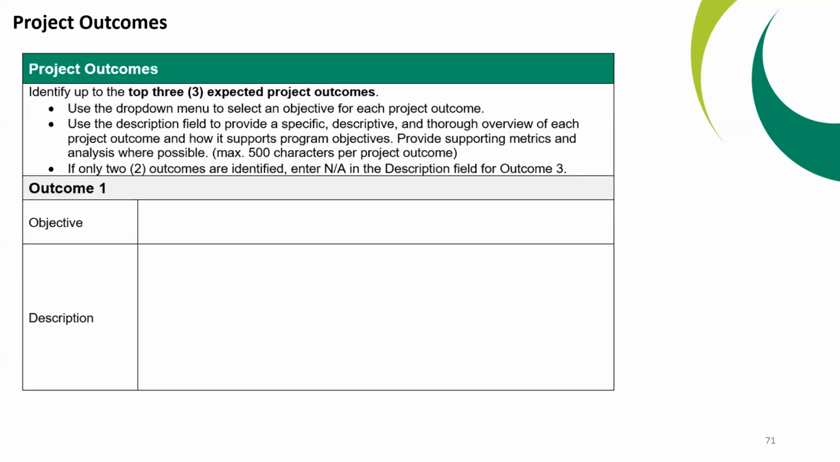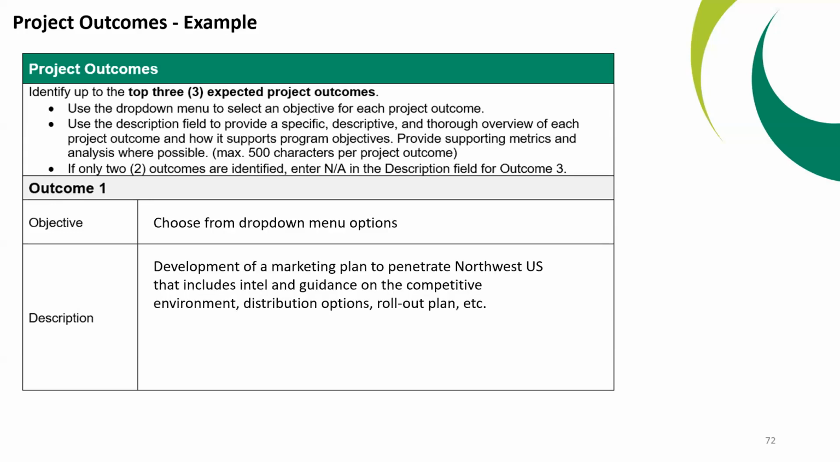Project outcomes. What are the 3 major expected project outcomes? There will be a drop-down menu to choose which objective you're going to accomplish, and then you can provide some description. So for instance, if we're looking to hire a consultant to help develop a marketing plan for penetrating the Northwest US, and some of the deliverables in there, then that's what we would say is one of the project outcomes.